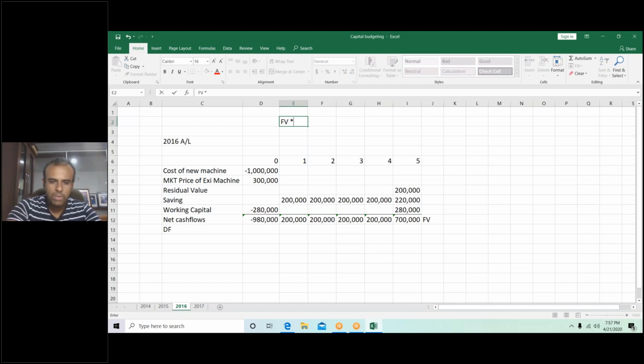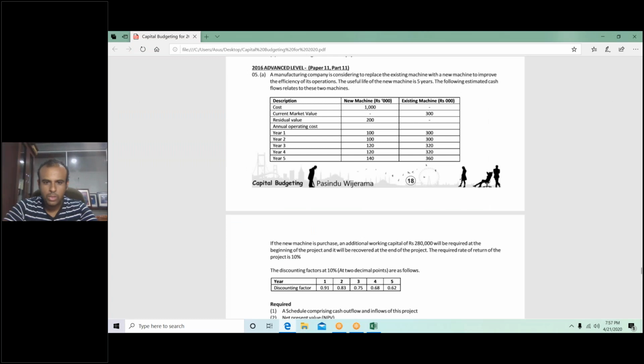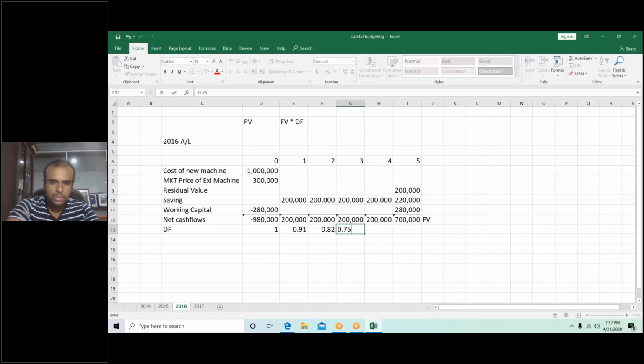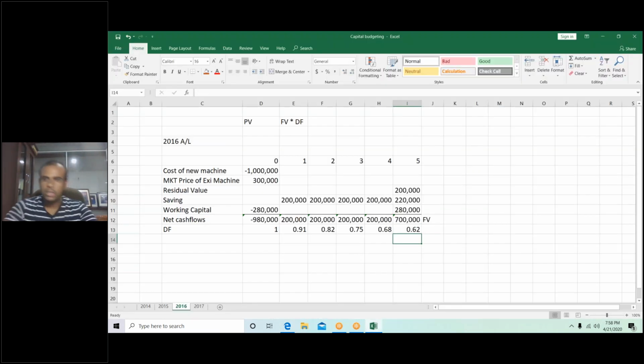You multiply the future values by the discounting factor. Future values, when you multiply by the discounting factor, what you get? The present value, right? We'll get the discounting factor. In year 0, the discounting factor is 1 at any rate of discount. Year 1, the discounting factor is 0.91. Year 2, 0.82. Year 3, 0.75. Year 4, 0.68. Year 5 is 0.62. Yes, it's 0.62. Right.